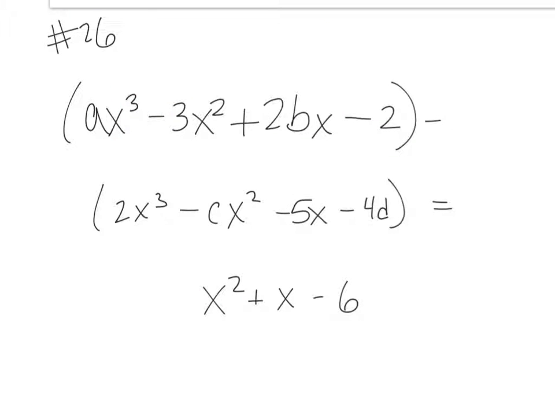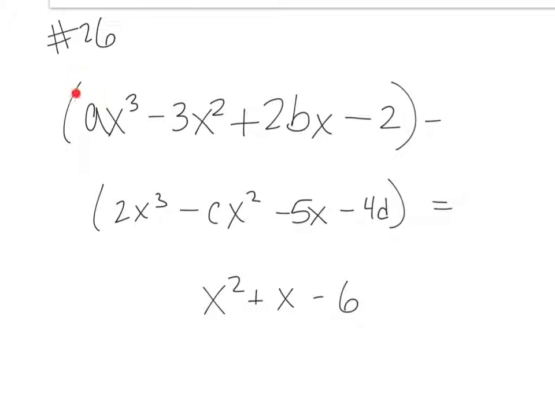Number 26 from the homework. So you have ax cubed minus 2x cubed. How do I write that? If I had 7x cubed minus 2x cubed, 7 minus 2 is simply 5. It's pretty easy to know that, right? But if it's ax cubed minus 2x cubed, how do I write that? A minus 2 in parentheses, x cubed. Because that's what I would do.